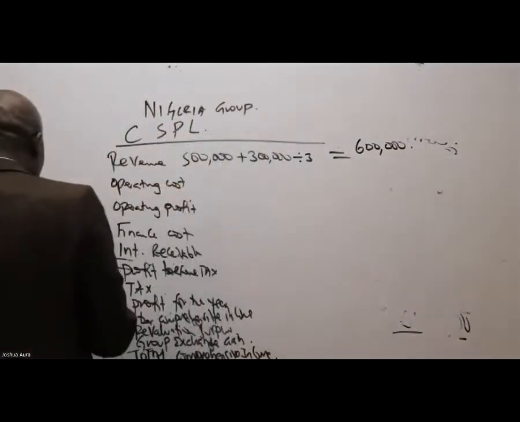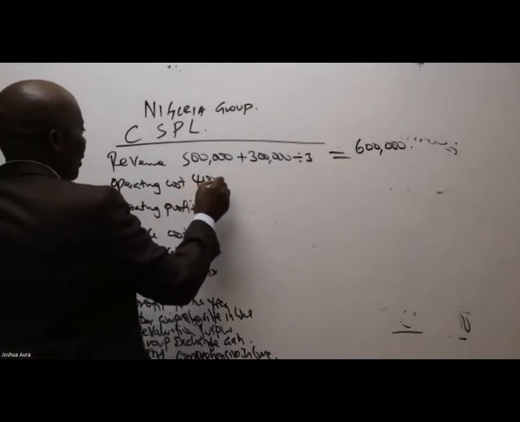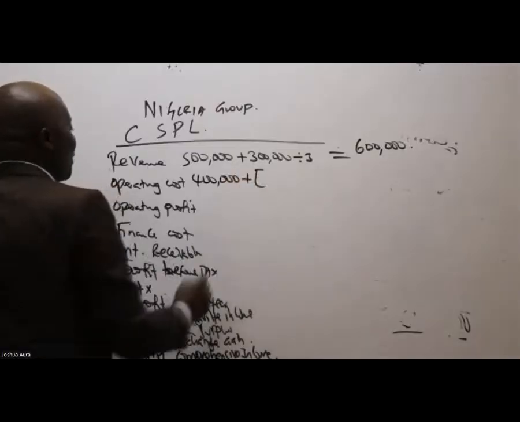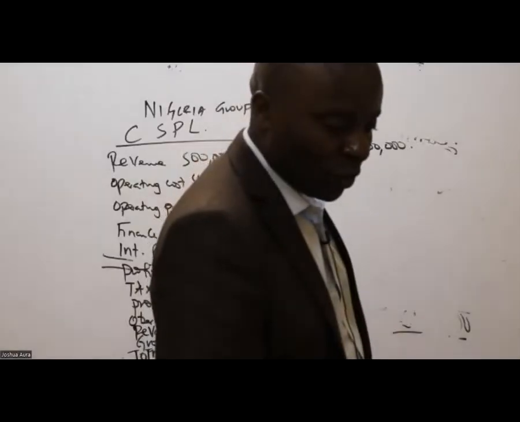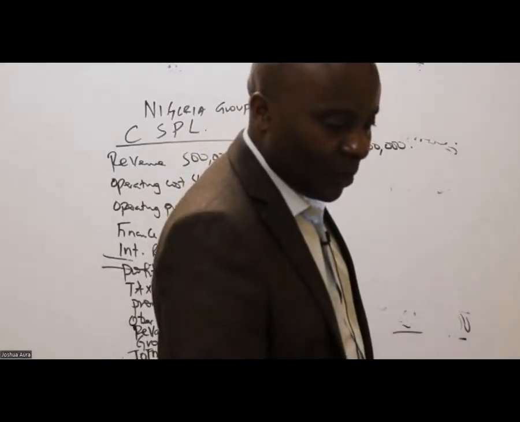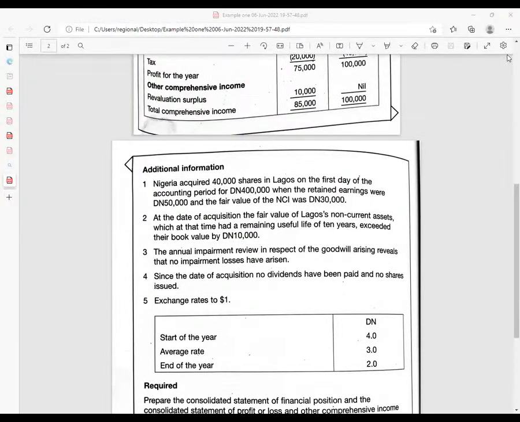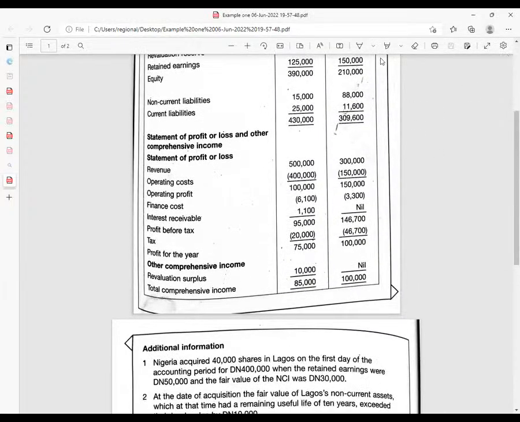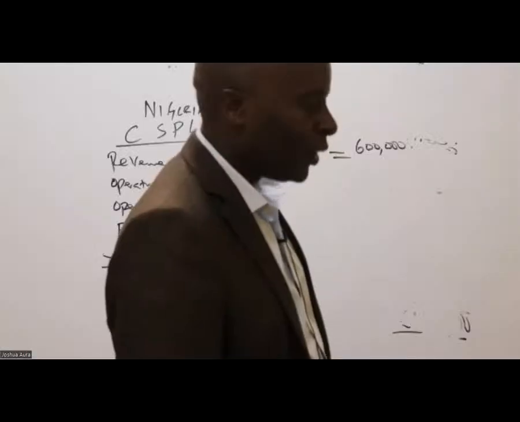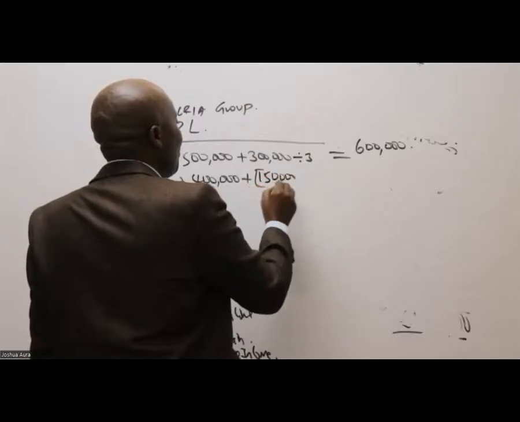So operating cost, what do I see there? Operating cost, I will take 400,000 plus the operating cost of the subsidiary. You can see it's 150,000 DNs.